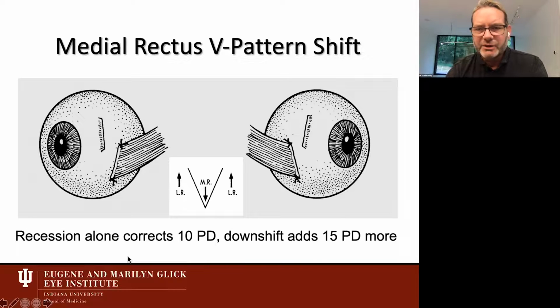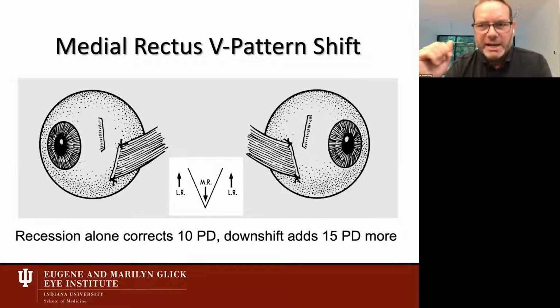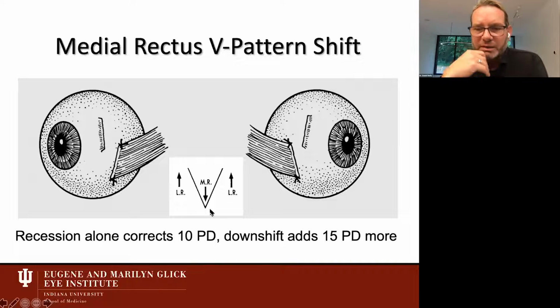All right, and then what does a V pattern shift look like? Again, the example here is a medial rectus recession. And I'll just point out that when you recess the medial rectus just straight back, you're collapsing some V pattern just in the process of doing that. So recession alone might collapse up to 10 prism diopters of V pattern. So then when you do a downshift, again, medials to the apex, you're going to maybe get another 15 prism diopters of V pattern collapse. So that's a total of 25. So it's fairly powerful for A and V patterns with no significant oblique muscle dysfunction.